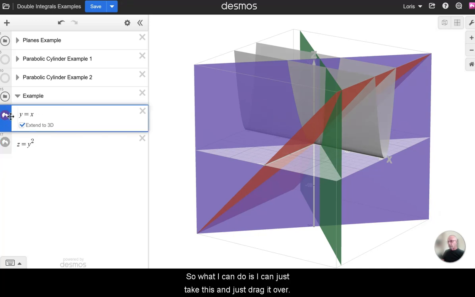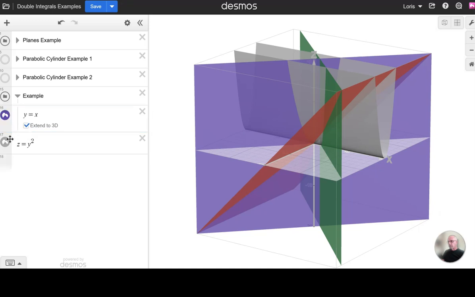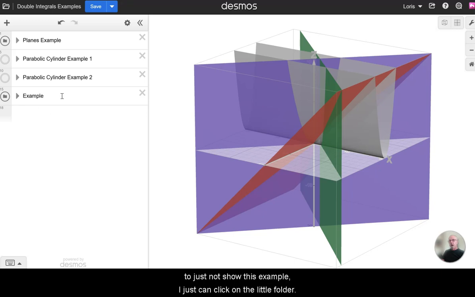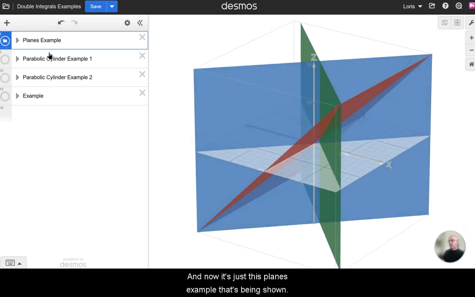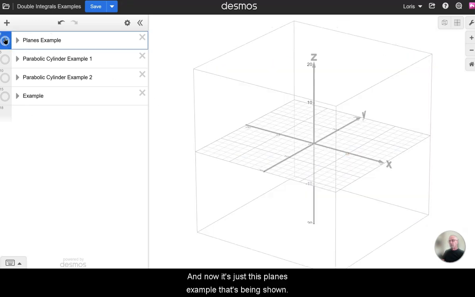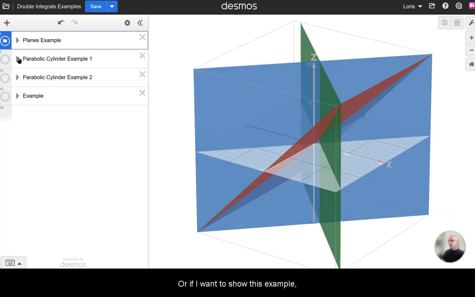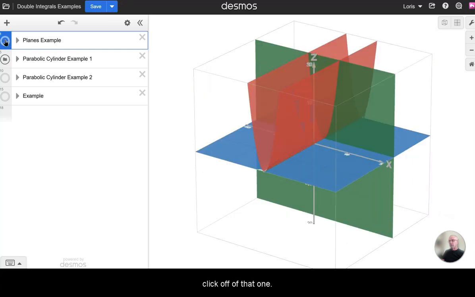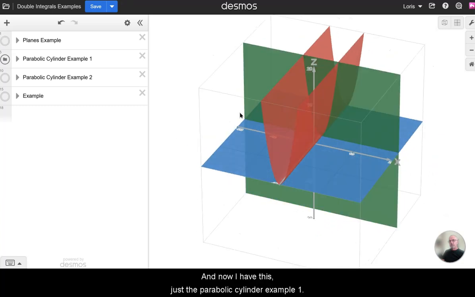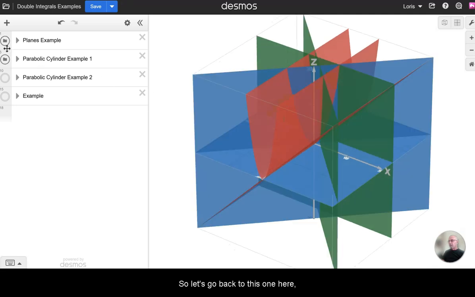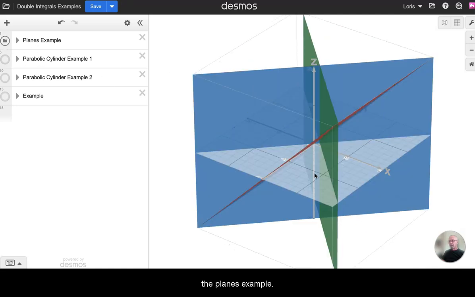So what I can do is I can just take this and just drag it over. Take this and just drag it over. And if you see these two lines here, they say that they go with that example. And so now whenever I want to not show this example, I can click on the little folder, and now it's just this planes example that's being shown. Or if I want to show the second example, I click on that one, click off of that one, and now I have just the parabolic cylinder example 1. So let's go back to the planes example.